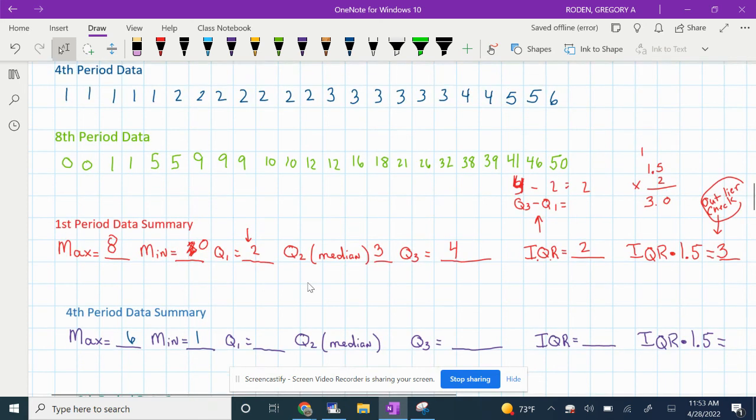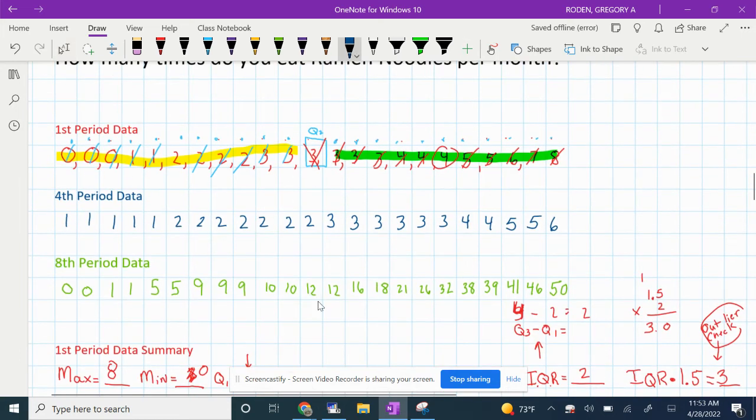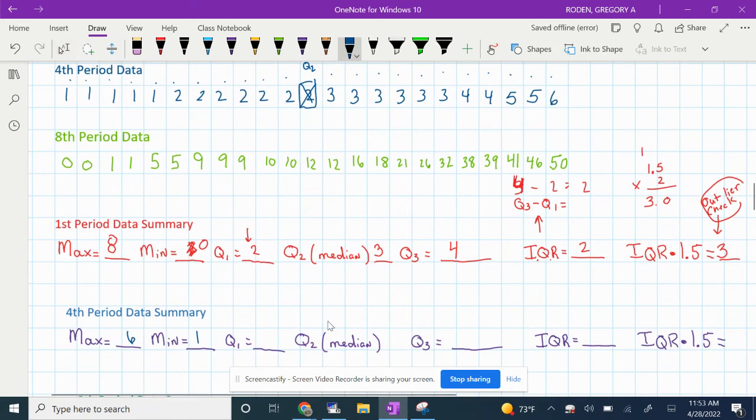Now, I need to go ahead and find my Q2, which is my middle number, my median. It looks like I have 23 numbers, so I can just count 11 on each side, and then that middle one will be mine. So 1, 2, 3, 4, 5, 6, 7, 8, 9, 10, 11, and then 1, 2, 3, 4, 5, 6, 7, 8, 9, 10, 11. So this 2 right here is my Q2, and I'm going to X it out. So my Q2 is 2.